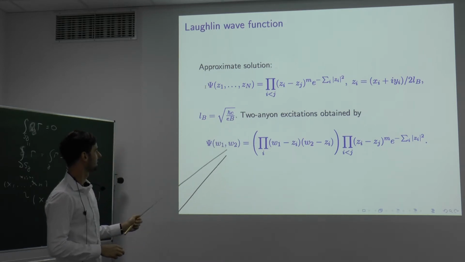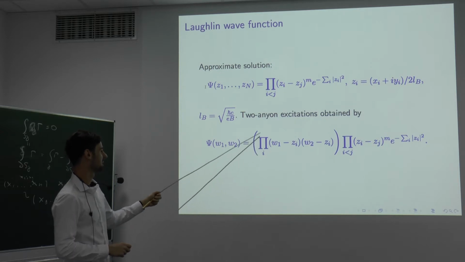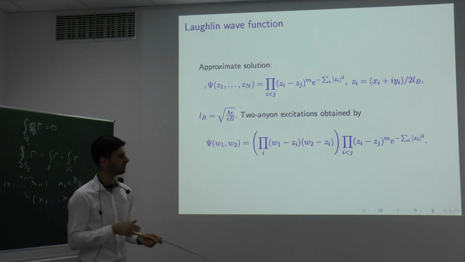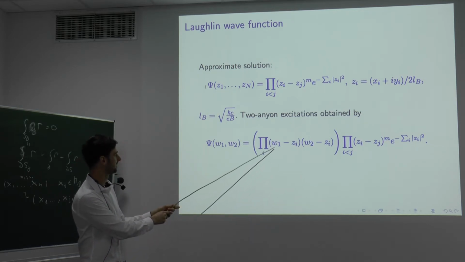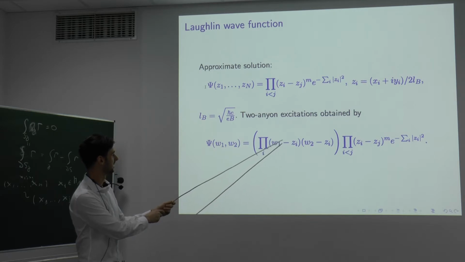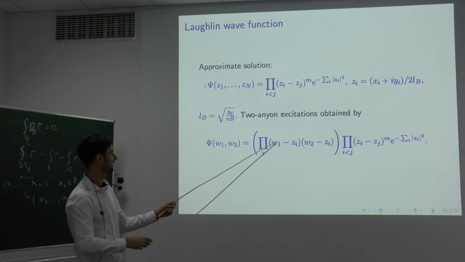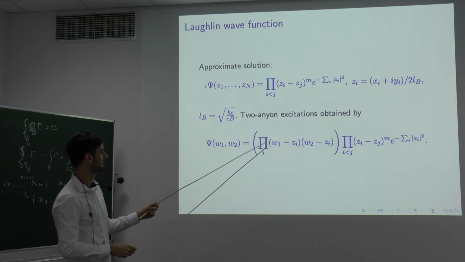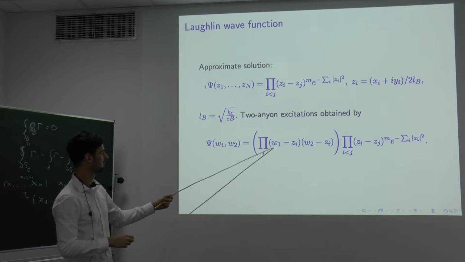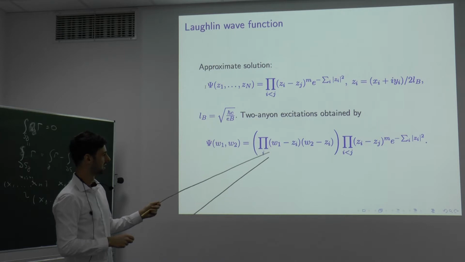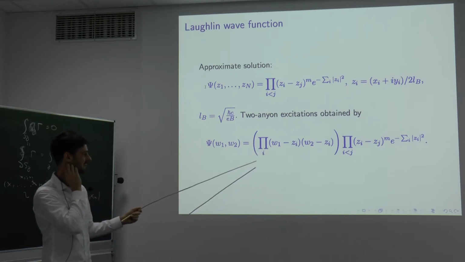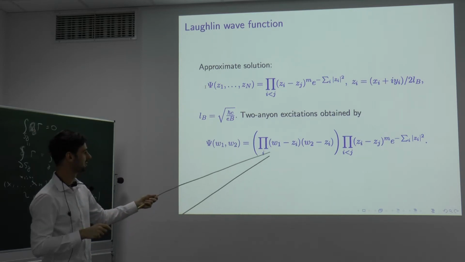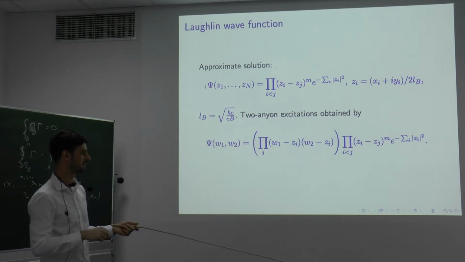And the excitations are obtained, for example, by picking some coordinate on this plane. W1 is some fixed coordinate on the plane, and we create this expression, the product of W1 minus Zi, and this means that there is an anyon with coordinate W1. Physically, to see this anyon, when we look at the electronic density, this results in a zero of the electronic density.